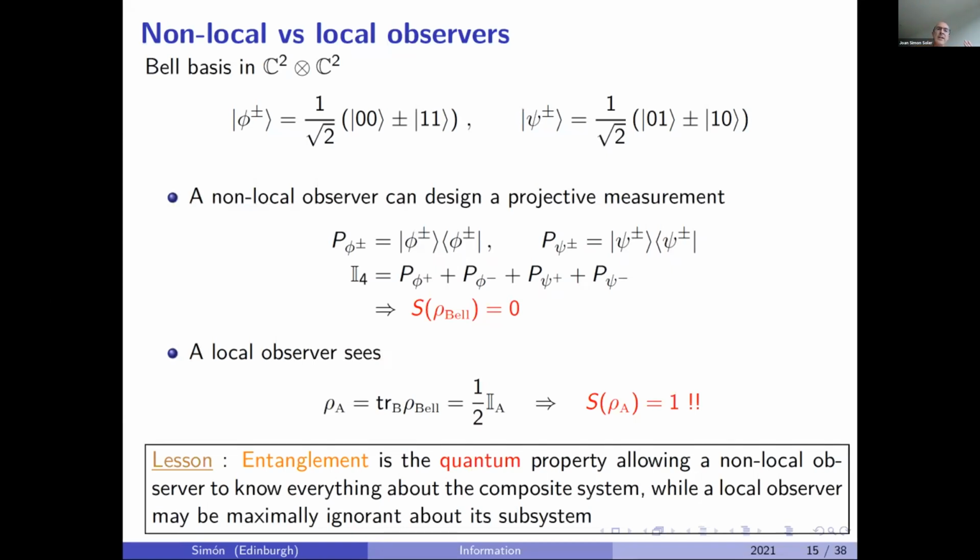So that's the slogan that sometimes gets attached to entanglement: it is the quantum property that allows someone who has access to the full composite system to know everything that there is to be known about the system. But if you only have access to a subsystem, you can be maximally ignorant, as in this case. Notice that this doesn't happen classically. If I give you a code and I divide it into 2, you can access as much information about the piece of paper that you are given as about the whole. That's not true for entangled states in quantum mechanics.